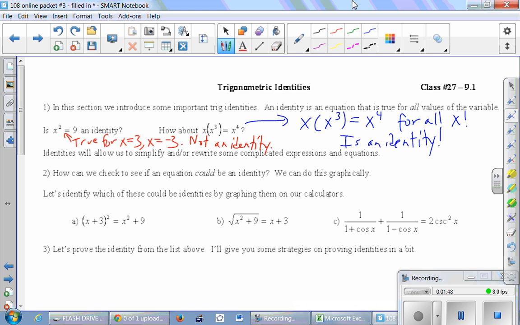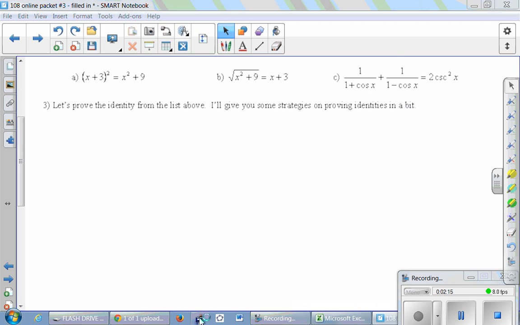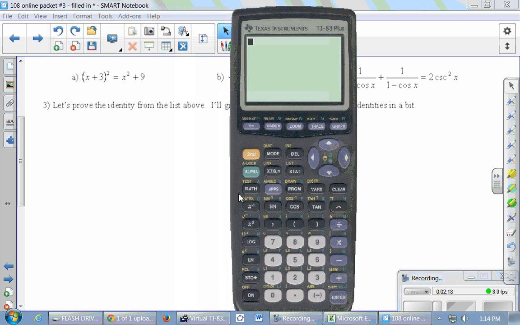Number 2, how can we check to see if an equation could be an identity? We can do this graphically. Let's identify which of these could be identities by graphing them on our calculators. So part A, x plus 3 squared equals x squared plus 9. You can look at that and decide whether or not you think that might be true for all values of x. I'm hoping you have a good sense as to whether or not that's true. But regardless, we can check by using the calculator, and we can plug in y1 equals the left-hand side here. And then down here in y2, we can plug in the right-hand side.